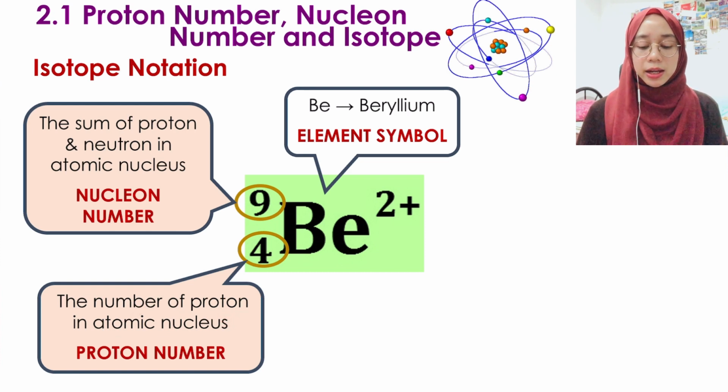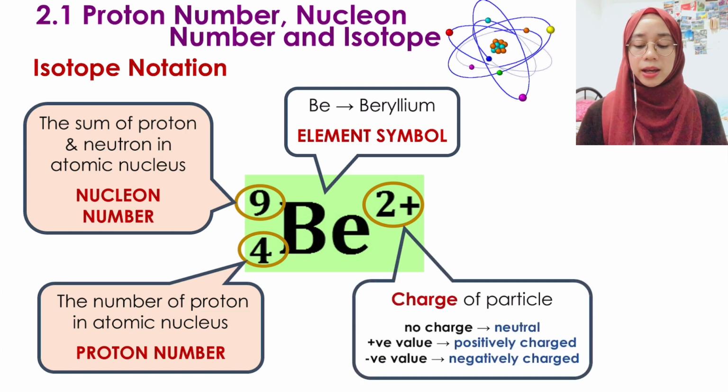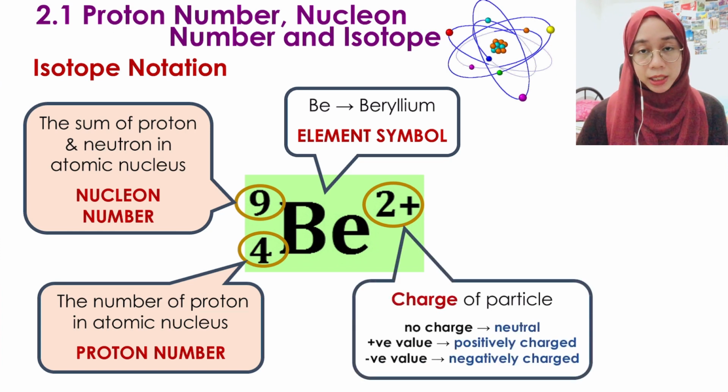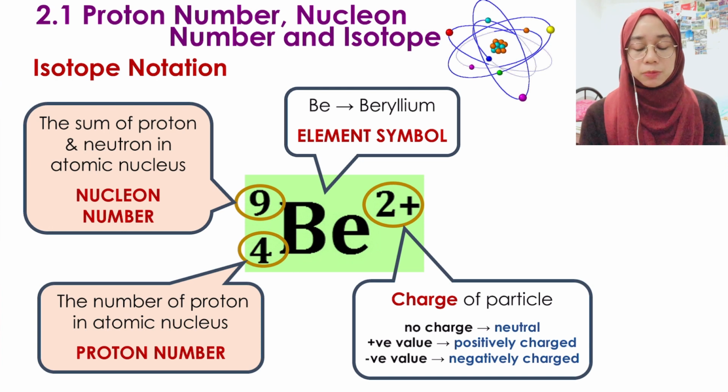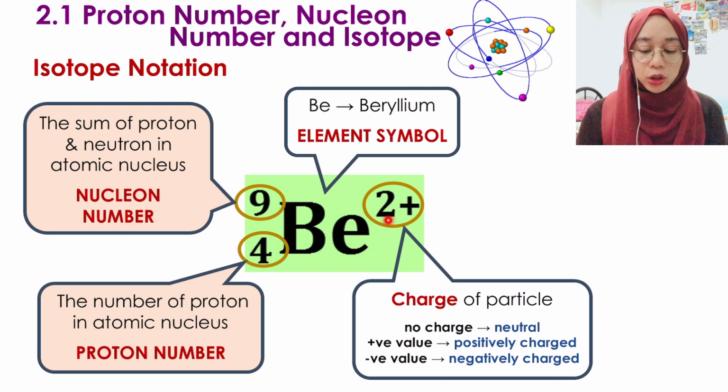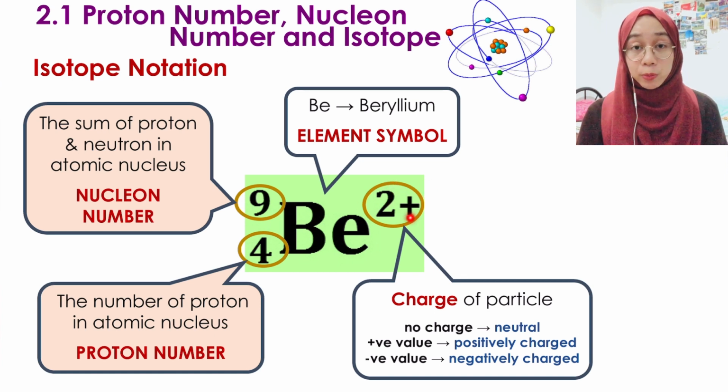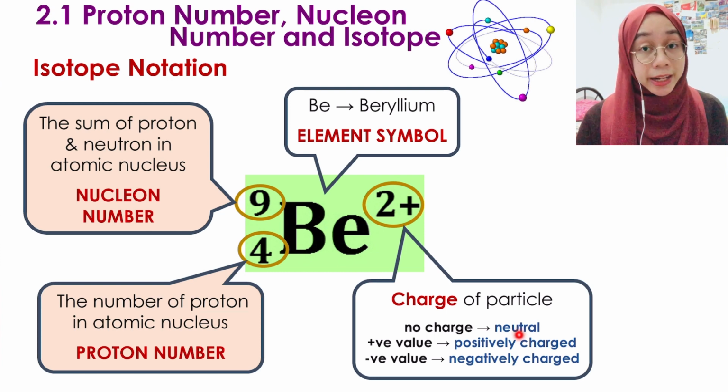Okay, and then the top right. That is the charge of the particle, so it depends. If there is no value at the top right, just empty, nothing there, no number at all, it means there is no charge. If there is no charge, it is a neutral element. A neutral element means it is an atom.